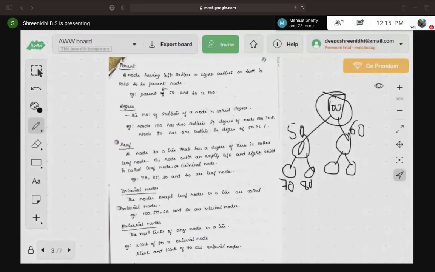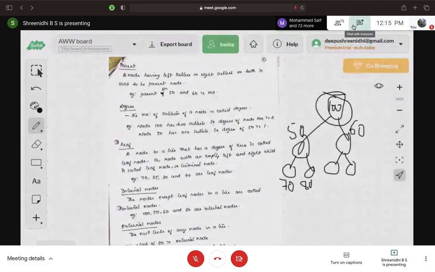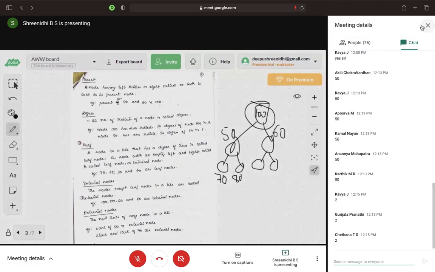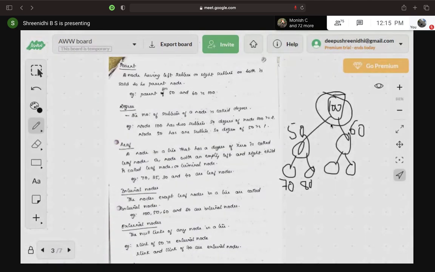Again, this is also 2, since we have two subtrees here. 70 will act as one subtree, 80 will act as one subtree. So the degree here will be 2. The number of subtrees of a node is called its degree. This is how a degree is calculated from the tree. What do you mean by leaf of a tree? What do you mean by leaf?